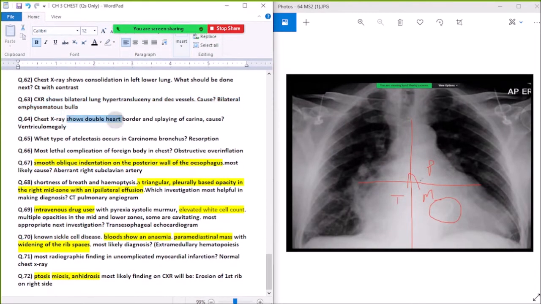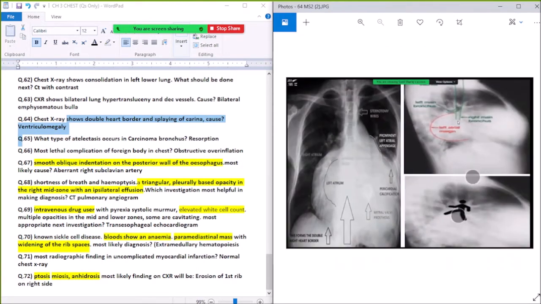64. Chest X-ray shows a double heart border and splaying of the carina. The cause is left atrial enlargement.